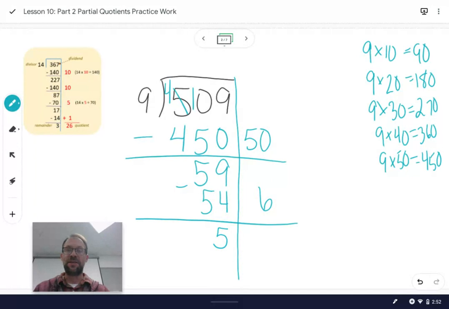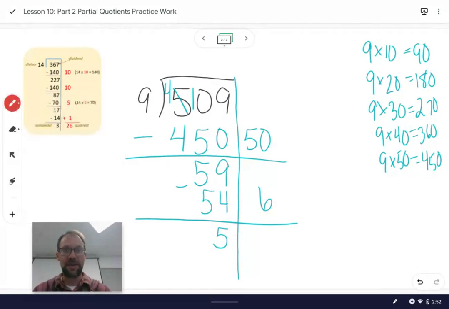And then I'd repeat my steps again. How many groups of 9 are in 5? Well, there are no groups of 9 in 5. 5 is less than 9. That wouldn't make sense, would it? So that's a remainder. 5 will be my remainder. I'm done dividing. All I have to do now is add up my two partial quotients, right, to get my total quotient. So let's do that.